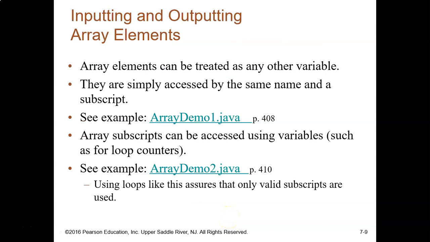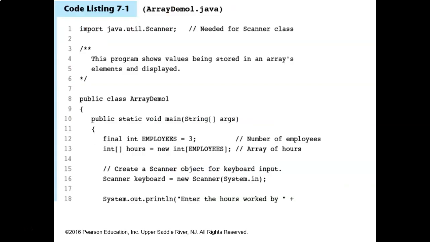Now, array elements can be treated just like any other variable that we have been using. They are simply accessed by the same name and the subscript, whichever one you want to access. Now let's look at the example called Array Demo 1 on page 408. All right. So at the very first statement, we are using our Java utility scanner so that we can get some information from the user. And it says this program shows values being stored in an array's elements and going to be displayed. All right, so this stuff here is all normal. You understand this. We're in the runner program. This is a client program that has the main method header.